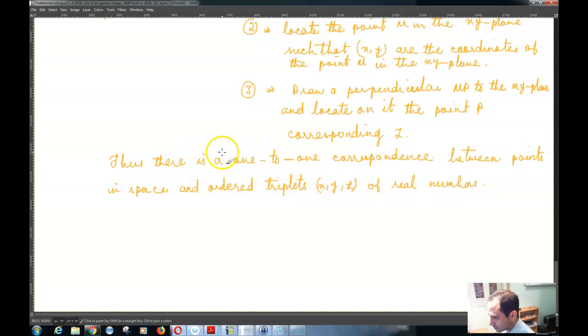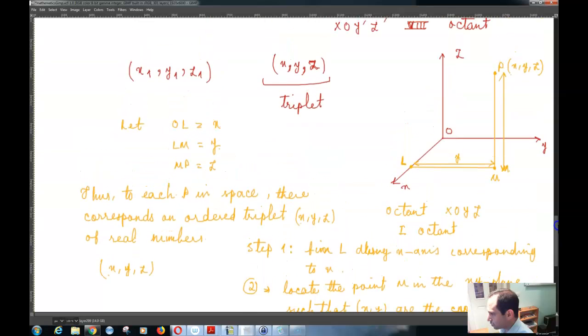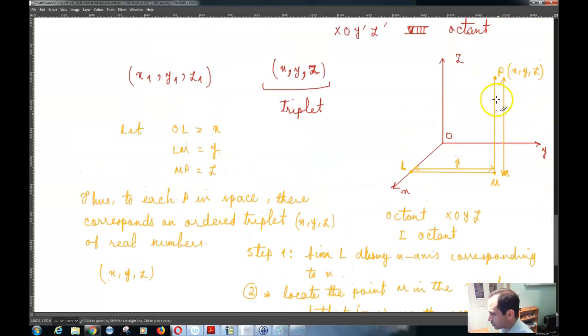And what this means, that one-to-one correspondence between points in space and ordered triplets XYZ of real numbers, is that any point that you have in space corresponds to one and only one triplet of real numbers, and any triplet of real numbers that you have will correspond to one and only one point in space. These will of course always be unique, meaning that it's not possible to have a triplet over here and assign it to 2 points in space; the point is always going to be unique.